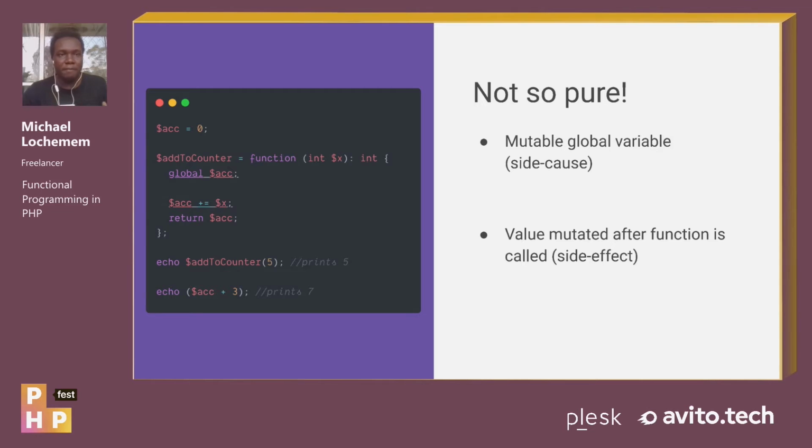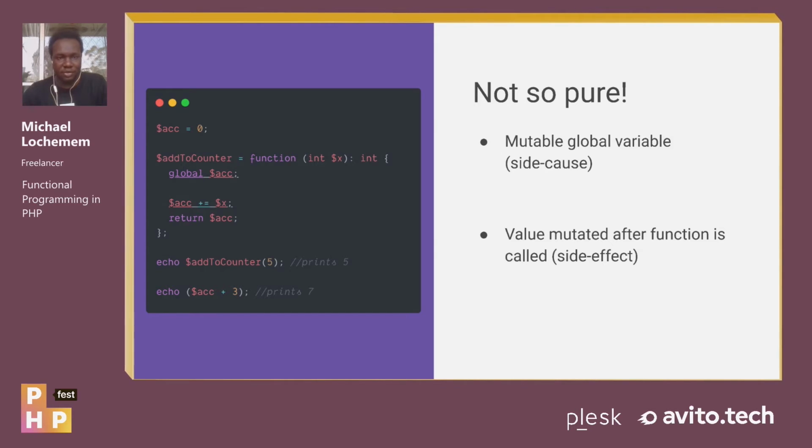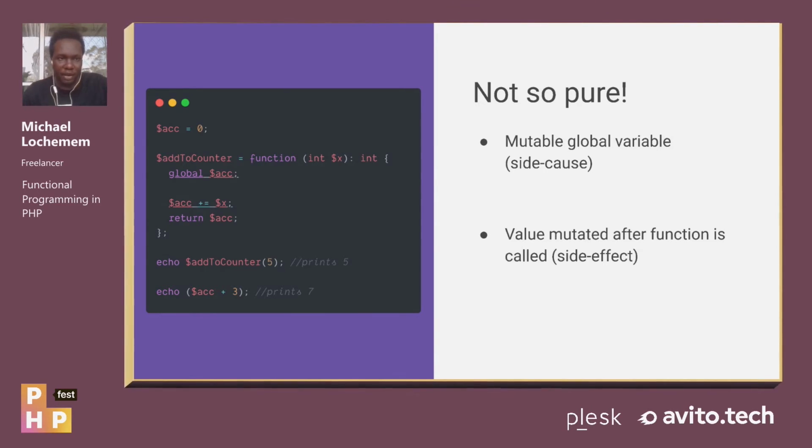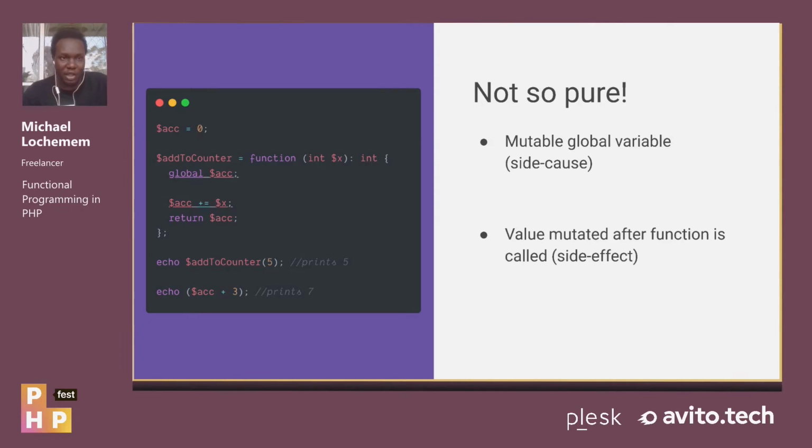How do you do this? Let's take an example. You have a global accumulator, and you increment its value with a lambda, right? Now, somebody looking at this might say, hey, there's nothing wrong with that. Problem is, you have a mutable global variable, the accumulator, this value that I've set to 0. It's mutable, meaning its value can change, so that's the side cause.